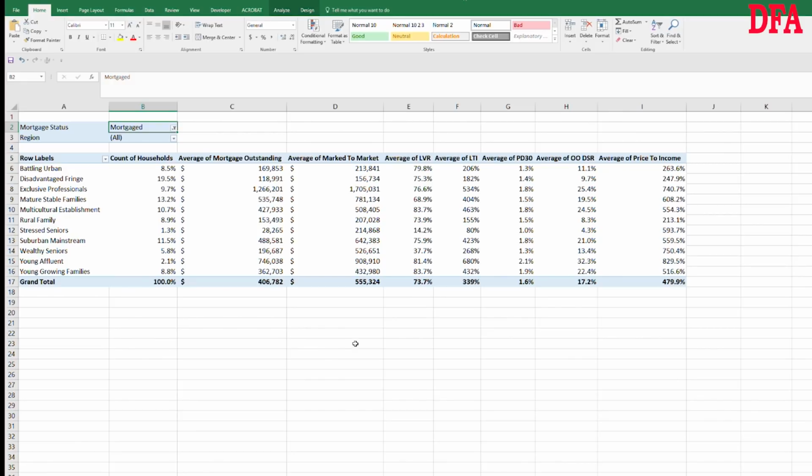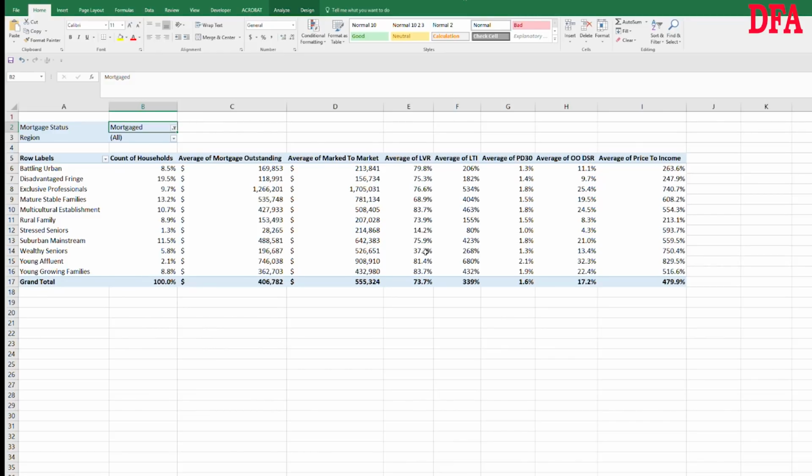You can look at the same in terms of the mark to market on the property side as well. The average is 555,000 across Australia, but there are some big differences. And this is translated into some different loan to value ratios. For example, you can see that the highest LVR is actually sitting in our multicultural establishment group. The young growing family group at 83.7% is also pretty much up there, and then we've got the young affluent at 81.4%. They are the ones with the highest loan to value ratios, whereas stressed seniors and even wealthy seniors have much lower loan to value ratios.